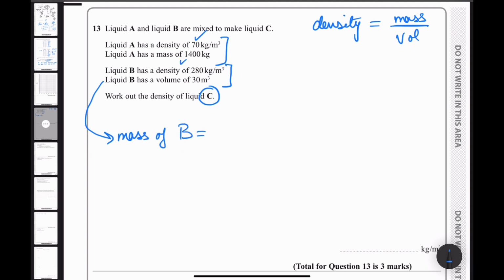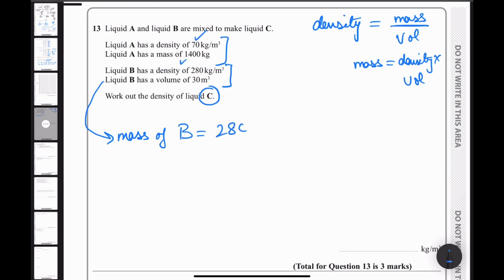Mass of B will be equal to, now as you can see over here in the formula, the mass will be equal to density times the volume. So in order to find out the mass of liquid B, you'll multiply the density and the volume.